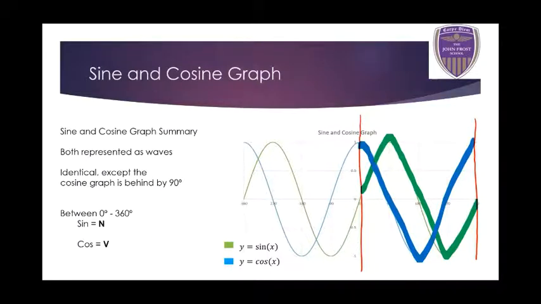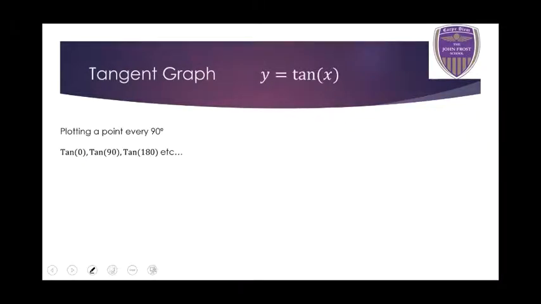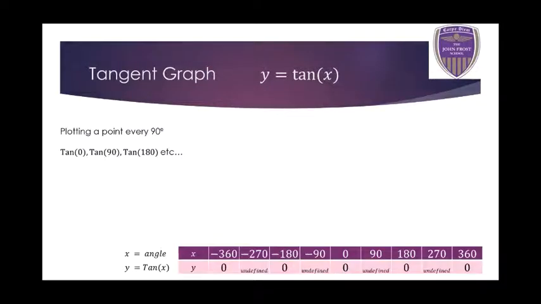Now let's have a look at the tangent graph. So just like sine and cos, we're going to plot a point. First of all, we're going to plot a point for this graph every 90 degrees, okay? So here's the table for that. Now this table looks very odd, okay?